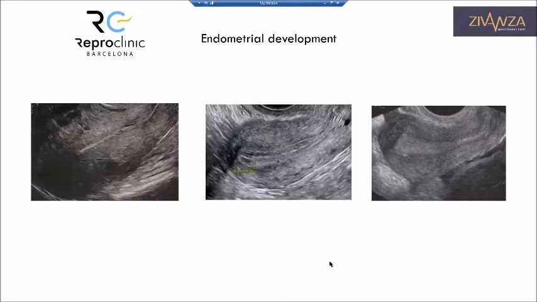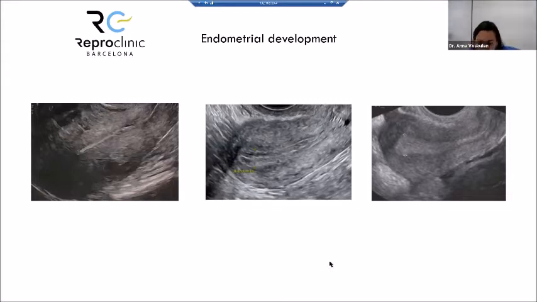Okay. So here I was explaining these pictures of the ultrasound, in which the first one we have the initial phase of the endometrium lining. On the second one, we have this trilaminar endometrium lining, which is actually pre-ovulatory, like three lines that we can see. And in the third one, we can see this endometrium that is a little bit more white, more hyperechogenic, that has the influence of the progesterone, which is the secretory phase.